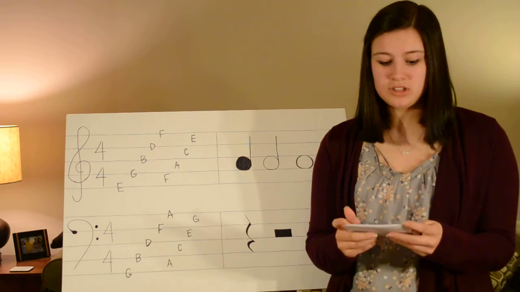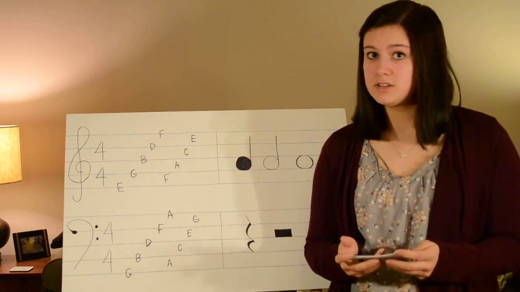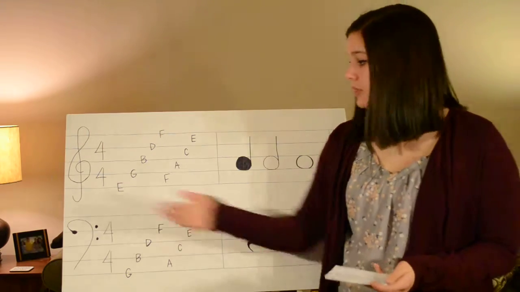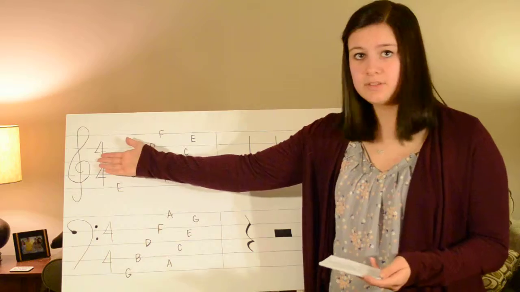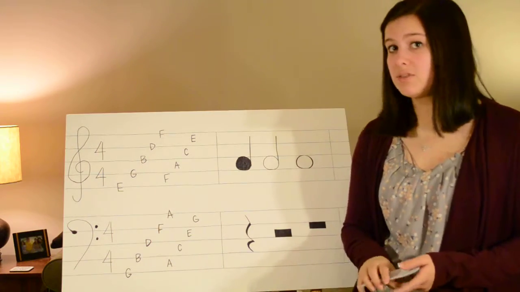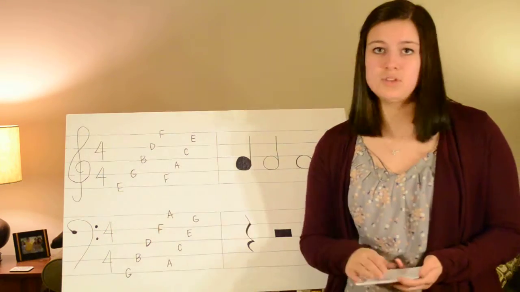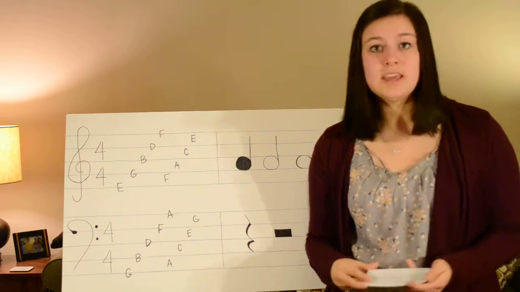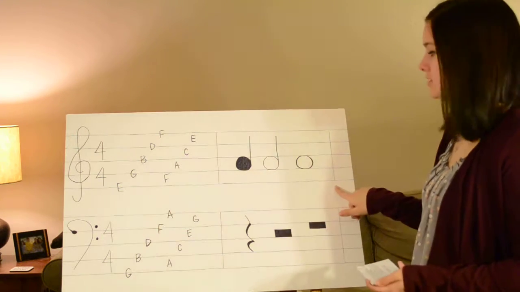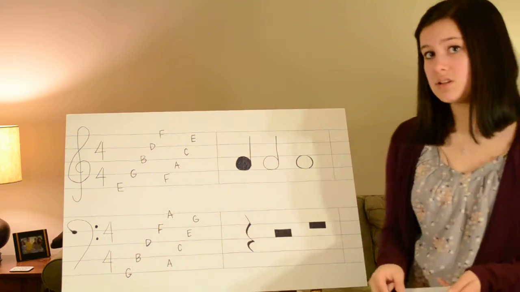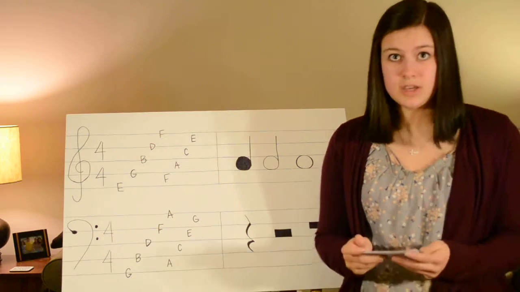The first thing you need to learn is what everything on a staff is called. There are two clefs, the bass clef and the treble clef. The treble clef is used for higher voice parts, and the bass clef is used for lower voice parts. The area between these two lines is called a measure. Measures are used to divide and organize music.